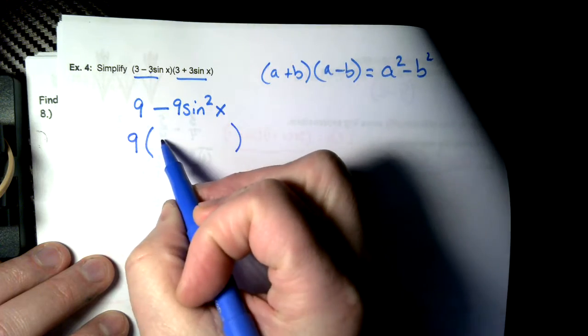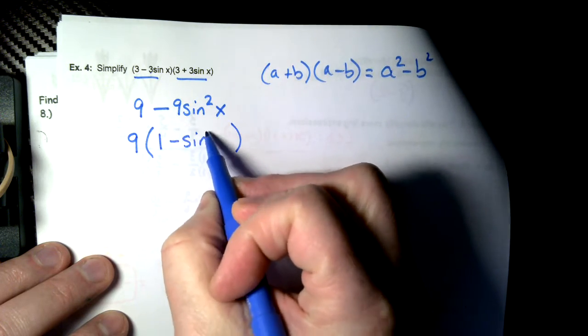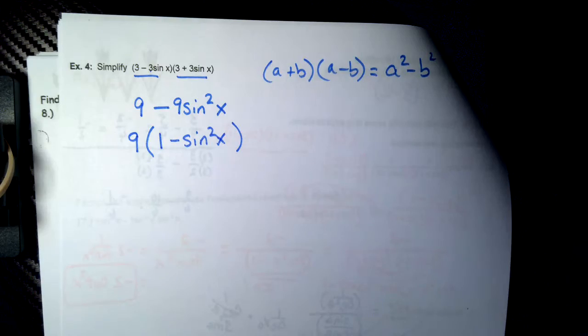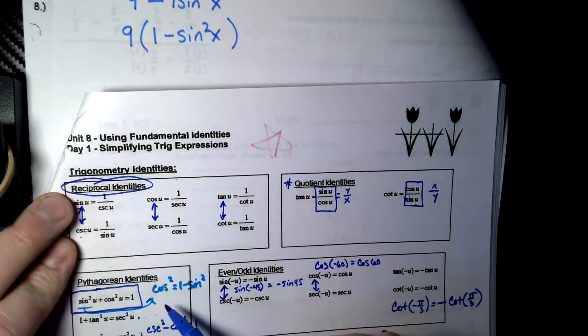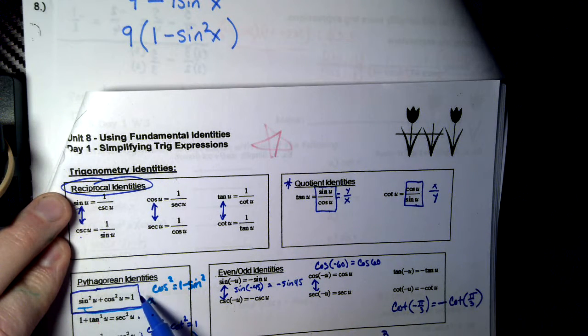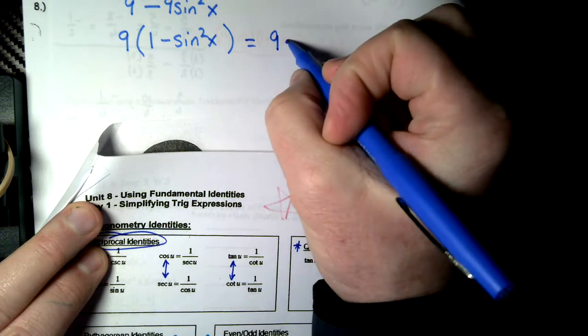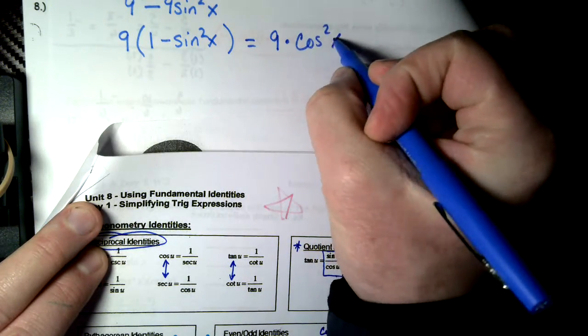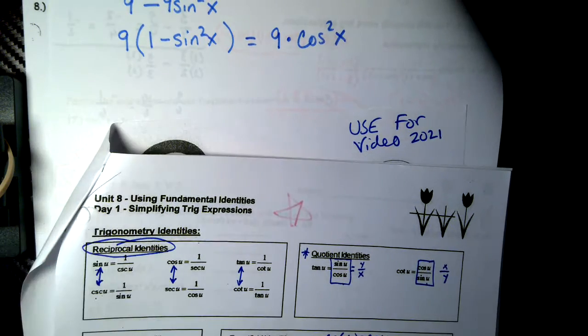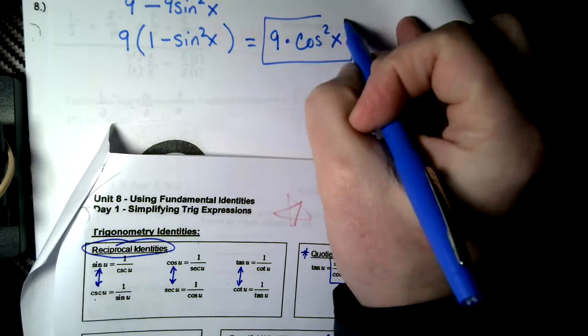Factor that out. And then you can create the identity. There, that's going to match. 1 minus sine squared x matches the trig identity here. If I subtract sine squared to the other side, here it is right here, 1 minus sine squared equals cosine squared. So this is going to equal 9 times cosine squared. And that's actually it. That's as simplified as we can make it: 9 cosine squared x.